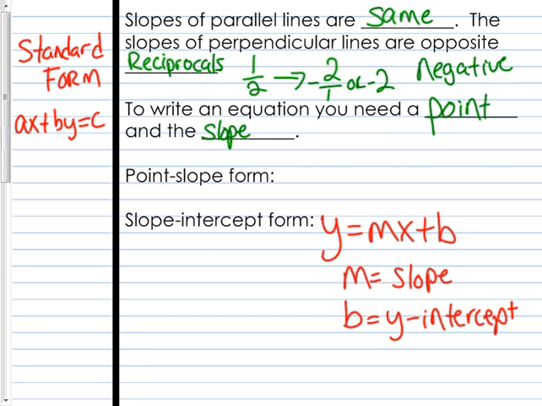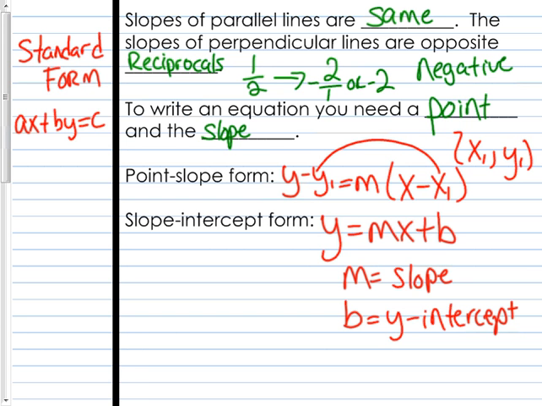Point-slope form isn't my favorite, but it is useful in some situations. And point-slope form is y minus y1 equals m times x minus x1. And y1 and x1, they are a point on the line, okay? That's the point that we are given when solving, okay? So x1 and y1, they're a point actually on the line. And m is still slope. That's universal for all of these forms. Okay, so go ahead, and your notes should be filled out.